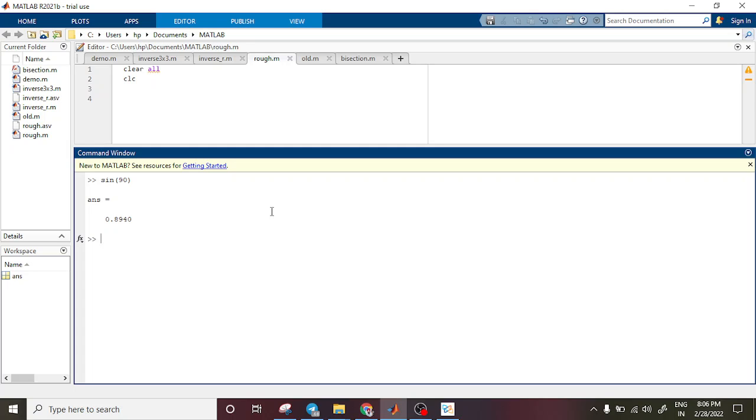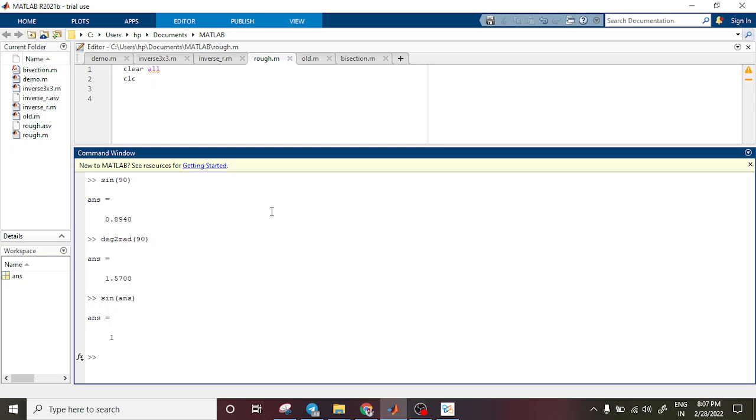First, we convert to radians. So 90 degrees, deg2rad, degree to radian. I write what I have to convert, 90 degrees, and press enter. Now you are getting this: at 90 degrees this will be the radian value. Now I have to find the sine of this answer. So I write ans only, and I get 1.